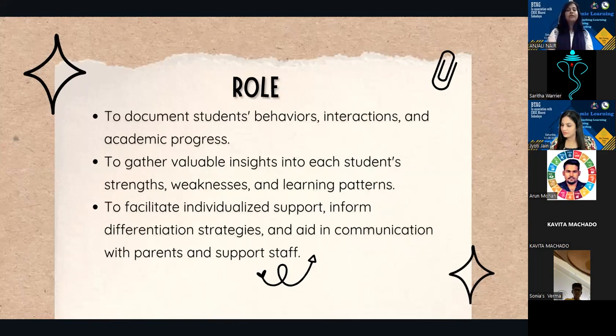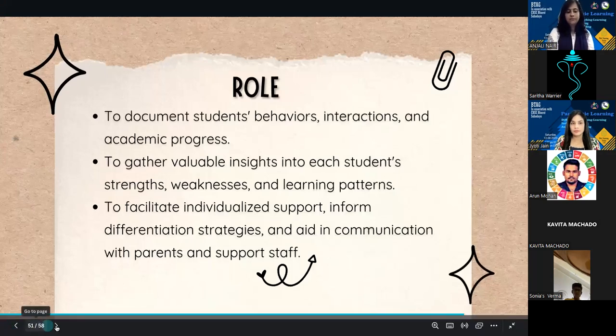And also to gather valuable insights into each student's strengths, weaknesses, and learning patterns. Then to facilitate and provide individualized support, inform how to plan differentiation strategies, and aid how you will communicate with parents and the support staff in the school. So for all these purposes, you need anecdotal records.